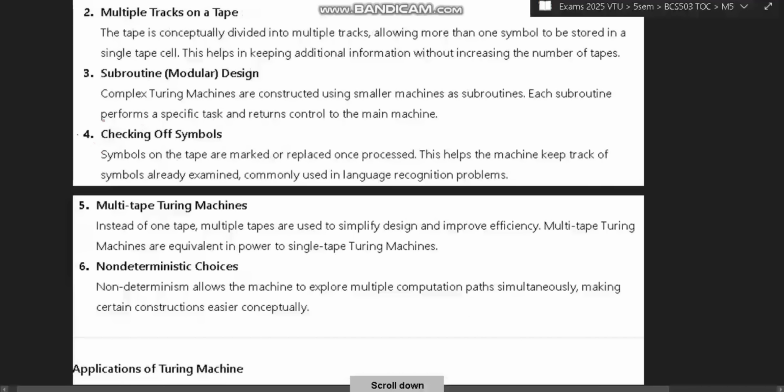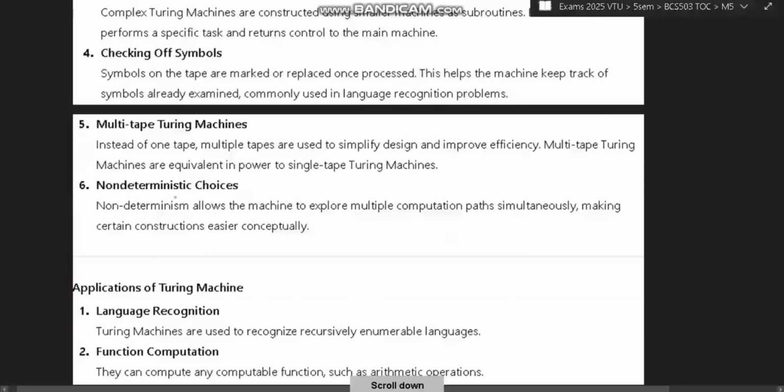Checking off symbols: symbols on the tape are marked or replaced once processed. Once it's processed, you'll be checking it off, meaning it is done. Like that, you'll be writing. Multi-tape machines: instead of one tape, multiple tapes are used to simplify the design and improve efficiency. At the same time, you will be doing multiple operations like that. And non-deterministic choices: non-determinism allows the machine to explore multiple computation paths simultaneously, making certain constructions easier conceptually.